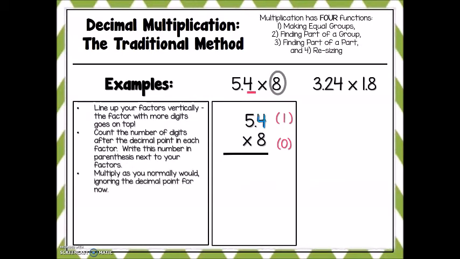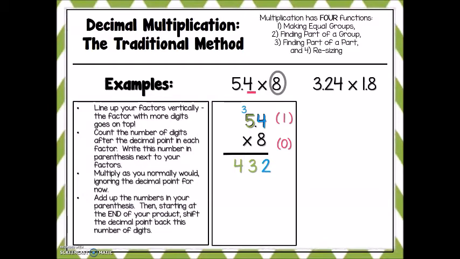Now I'm going to multiply just like I normally would, ignoring the decimal point. So 8 times 4 is 32, 8 times 5 is 40, plus 3 more is 43. I'm going to multiply pretending like that's 54 times 8. Now I have to put the decimal point back into my answer in a place that makes sense. So to do that, I'm going to add up the numbers in my parentheses and then place the decimal point based on that. So if I add together the two numbers here, 1 plus 0 is 1.